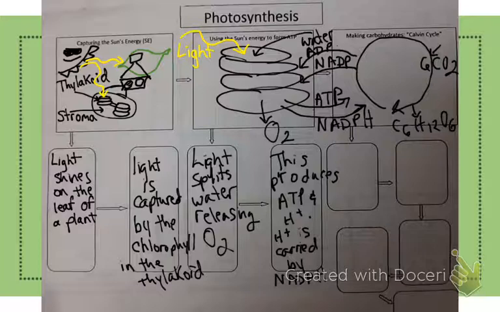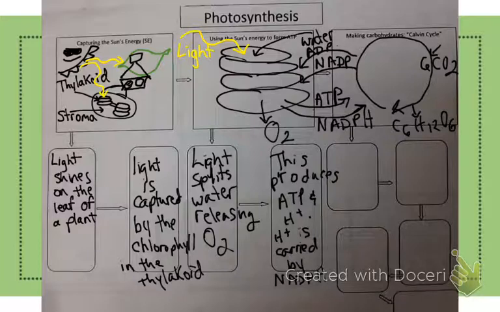ATP is used in the Calvin cycle, and then it kicks out ADP. The ADP is adding diphosphate. What's di mean? 2. So diphosphate means 2 phosphates. What's triphosphate mean then? 3 phosphates.